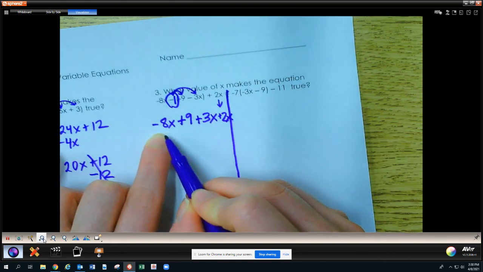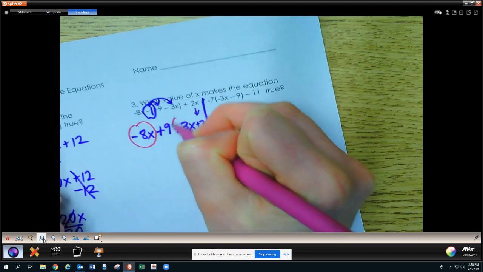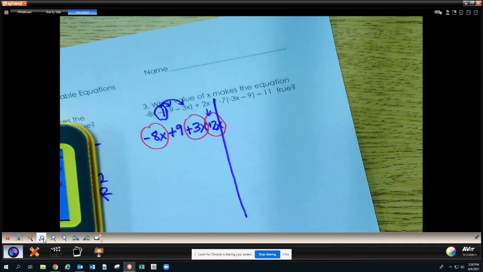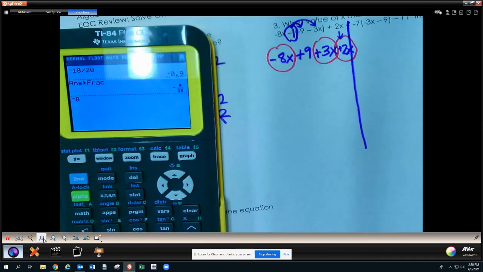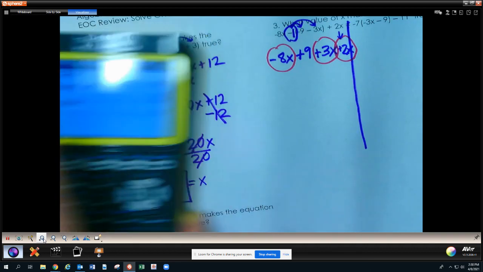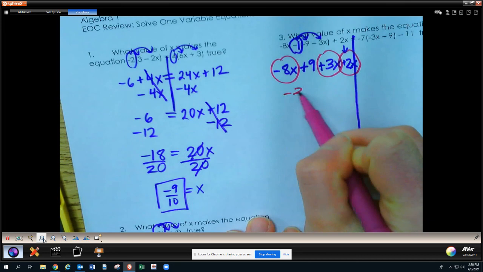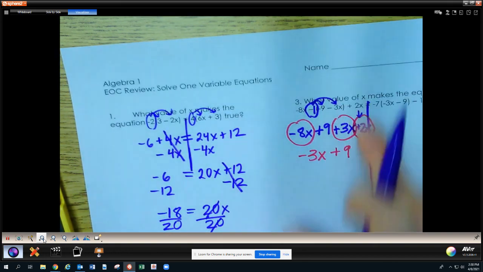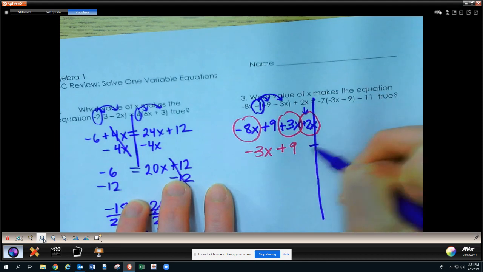Okay, and so I've got 3x terms I can combine. I have negative 8x plus 3x plus 2. That's going to end up being negative 3, but if you need to, you can't type the x, but you can type the numbers. Negative 8 plus 3 plus 2. That's negative 3. Don't forget your x. And then we have that plus 9 that doesn't combine with anything. Okay, so the left-hand side of my equation is as simple as it can be. Okay, bring down my equal sign.